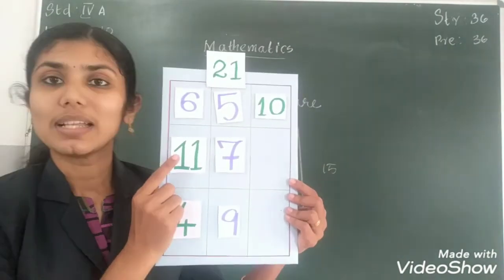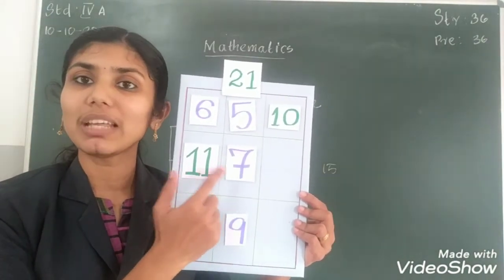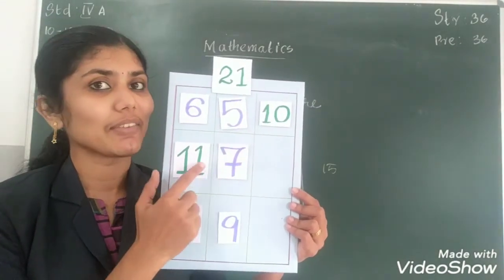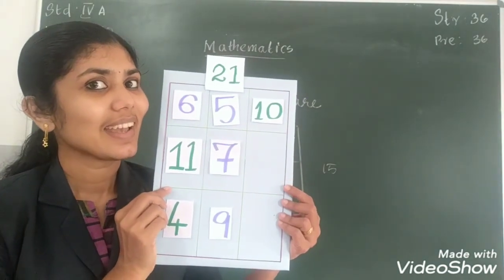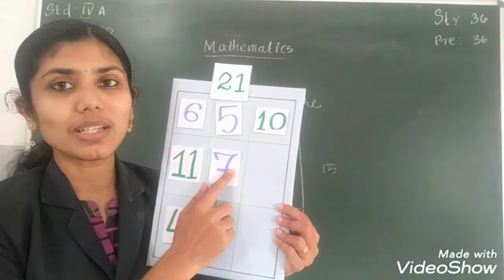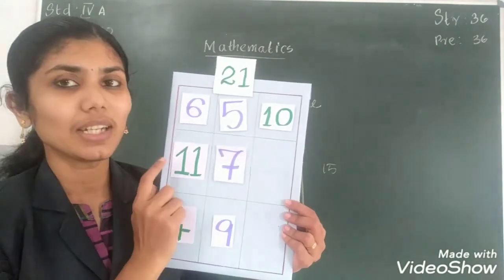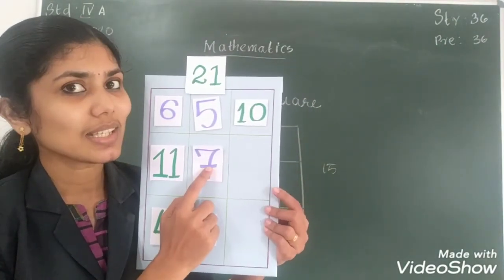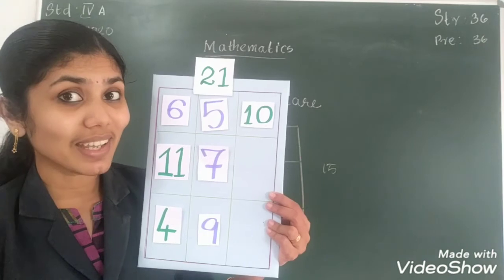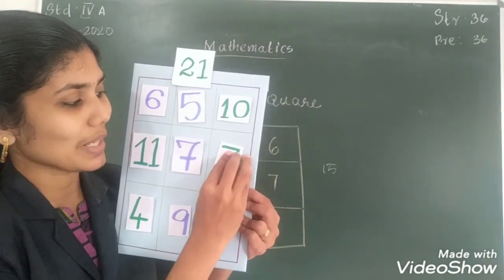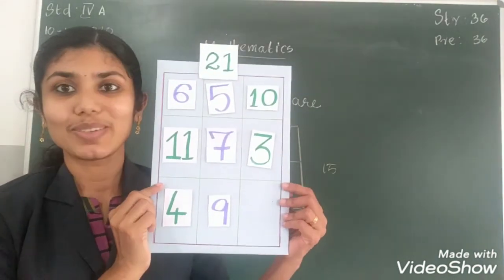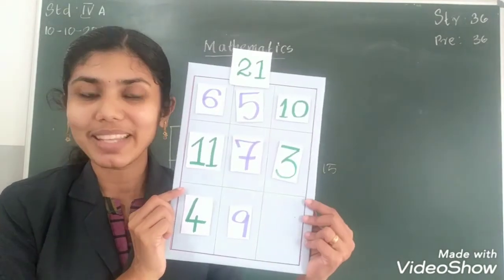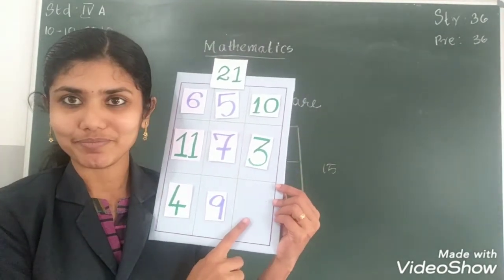So here we have 11 and 7. What is the sum of 11 and 7? Yes, 11 plus 7 is 18. How many more is required to make the sum as 21? 11 plus 7 is 18 and 18 plus 3 is 21. So I am placing 3 here. So now my magic square will be complete if I have 1 more number here.